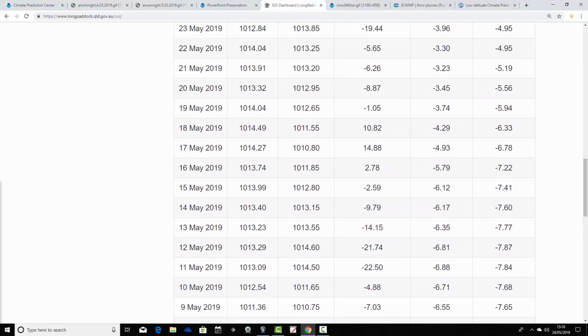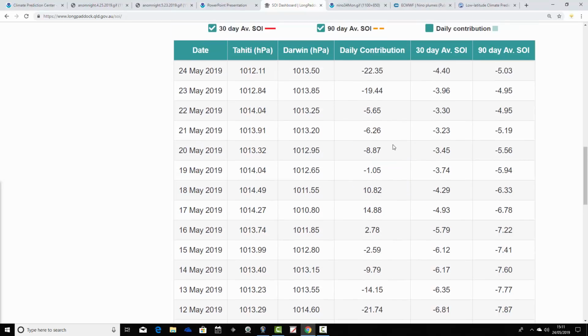But then we come up a little bit later on to the 17th and the 18th of May. You can see what's going on here. We come up to the 17th of May, and we go to plus 14, the 18th of May goes to plus 10. That's the atmosphere then swinging into a La Nina type setup. The very latest is that the SOI has gone negative again. So the atmosphere is back into kind of like an El Nino type setup. 23rd of May goes down to minus 19.